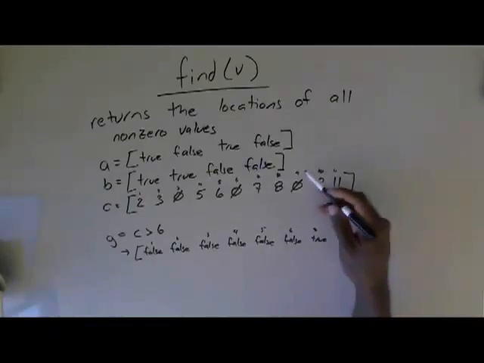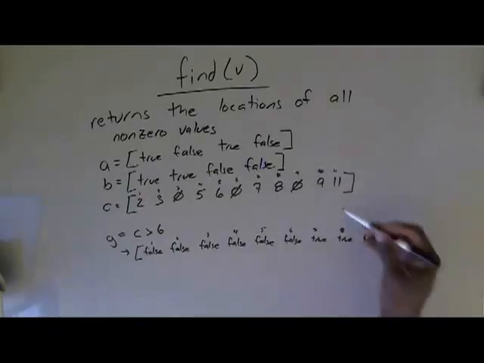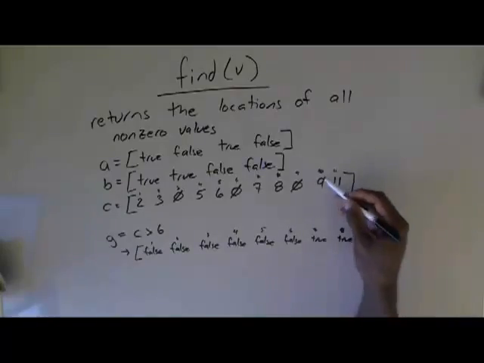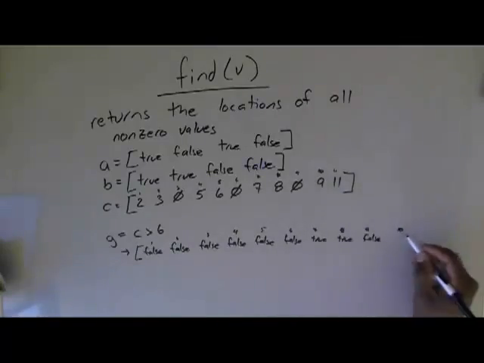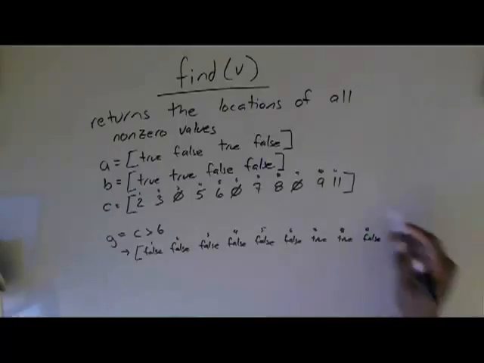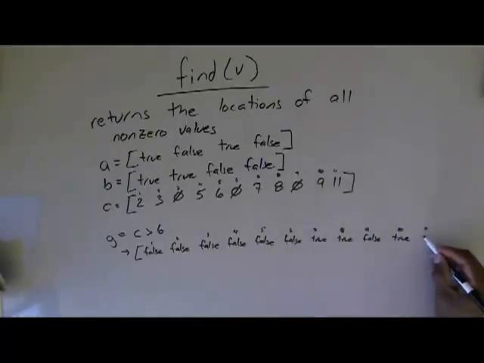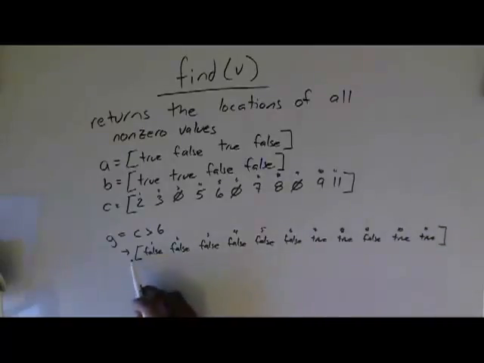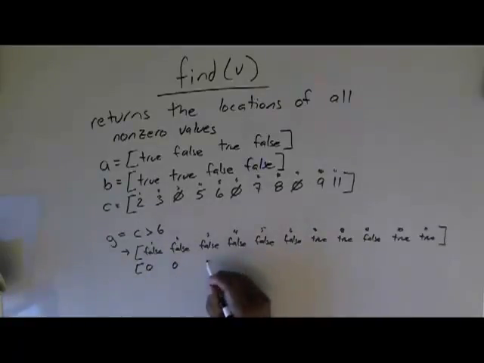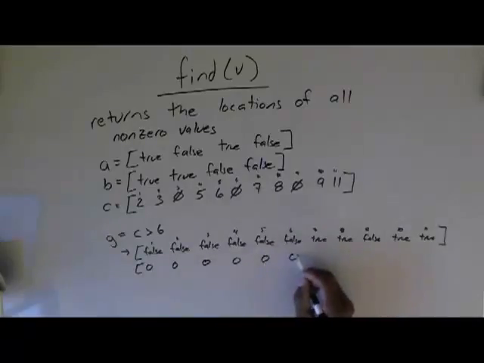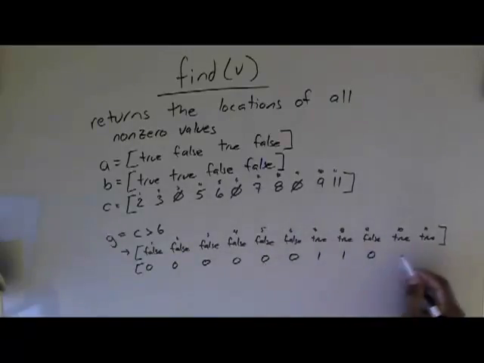In slot 9, 0 is not greater than 6, so we get false. In slot 10, 9 is greater than 6, so you get true. And in slot 11, 11 is greater than 6, so you get true. Alright, so then you come back, and so you get this vector. If you do G equals C is greater than 6, you get this vector. If you do it in MATLAB, it looks like this: 0, 0, 0, 0, 0, 0, 1, 1, 0, 1, 1.